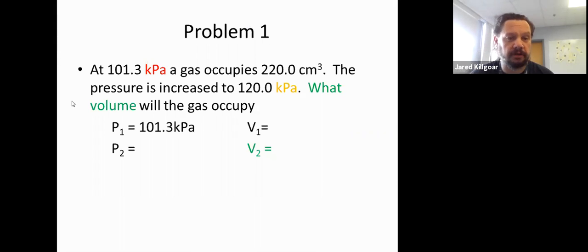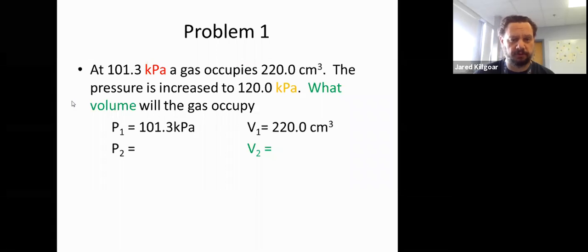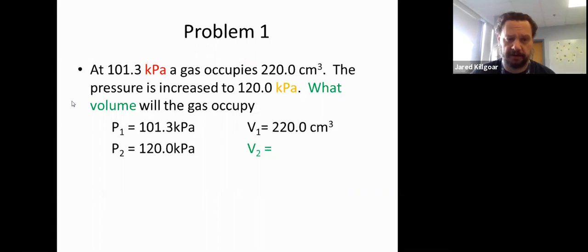My starting pressure is 101.3 kPa. My starting volume is 220 centimeters cubed. My final pressure is 120 kPa. And I'm asked, what is my final volume? That's why I highlighted it in green. So let's set this up.